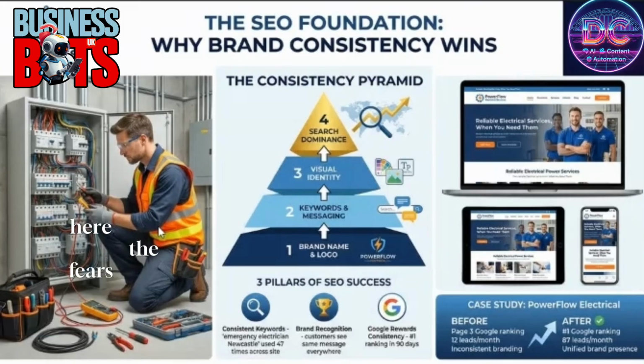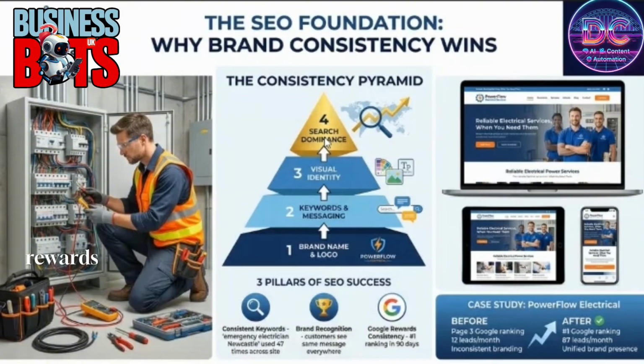Here, the phrase emergency electrician Newcastle was used 47 times strategically across the site. That is a really strong keyword. You've got electrician in Newcastle, which is key. It's really key. You're telling Google a couple of things: what you're doing, where you are. Brand recognition: customers need to see the same message everywhere to trust you. If you've got an offer that's outdated and it's not updated on your website, or it's not updated on your social media, that can lose trust and it can start to confuse Google a little bit.